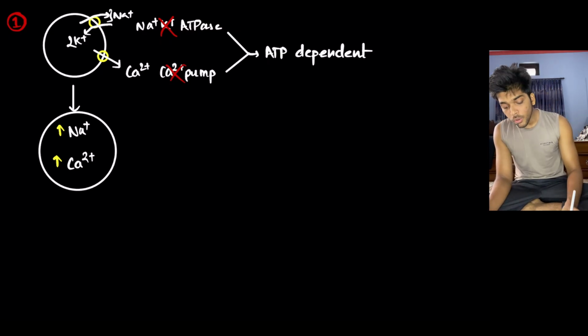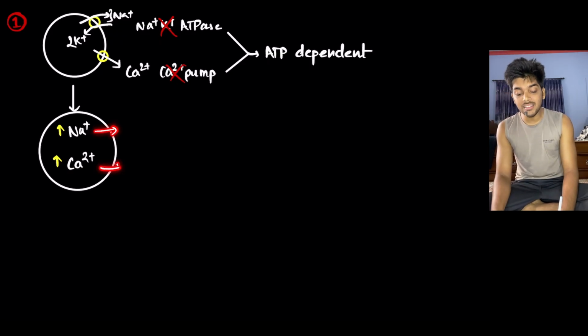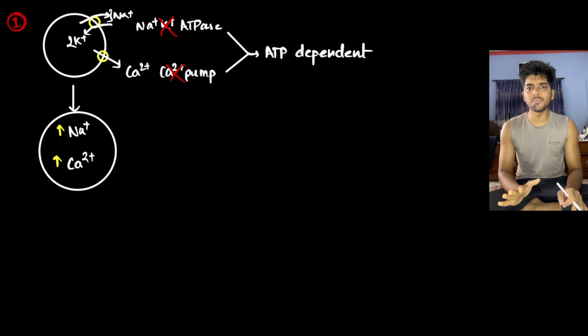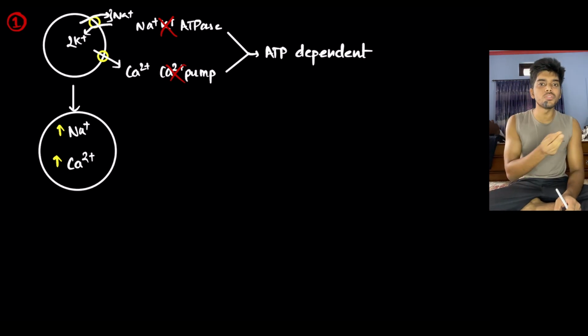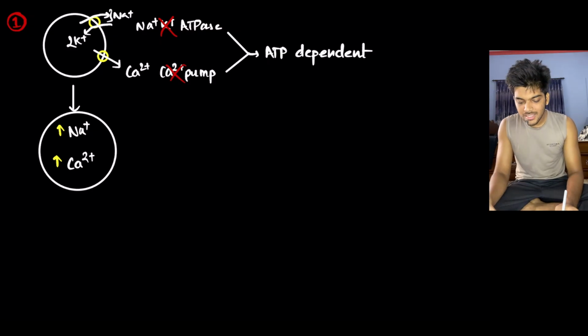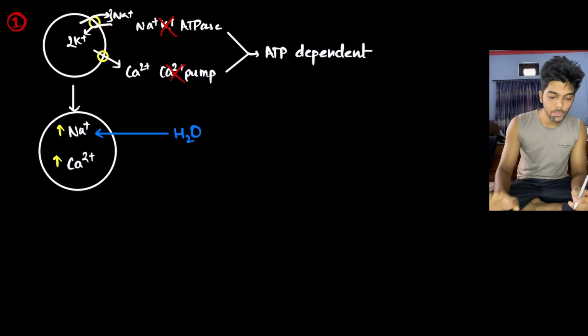Now, due to accumulation of sodium ions and calcium ions, two different important changes take place within the cell. Let's see what they are. We know this much, that water follows sodium. Wherever sodium goes, water also goes there. Since there is an increase in the level of sodium within the cell, water enters the cell as well.